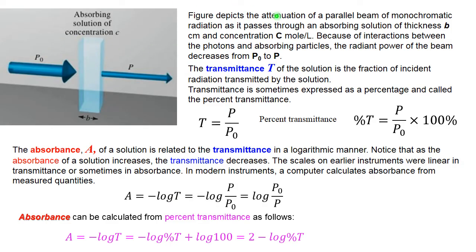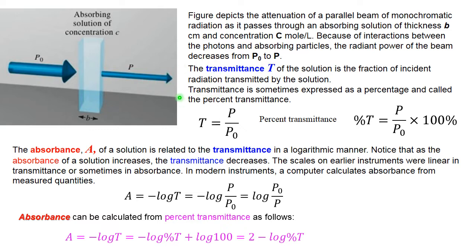Now this figure depicts attenuation of a beam of monochromatic radiation. The beam is coming here, as it passes through an absorbing solution with thickness of b and concentration c of moles per liter. Because photons interact with particles in solution, radiant power decreases from P0 to P. It always goes smaller. You can absorb photons. You cannot create photons out of nowhere.